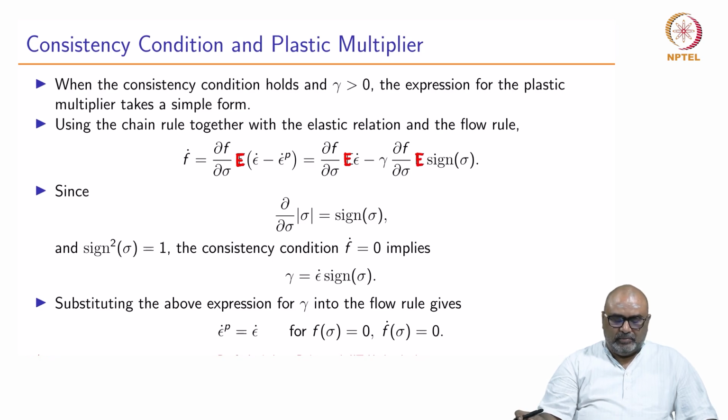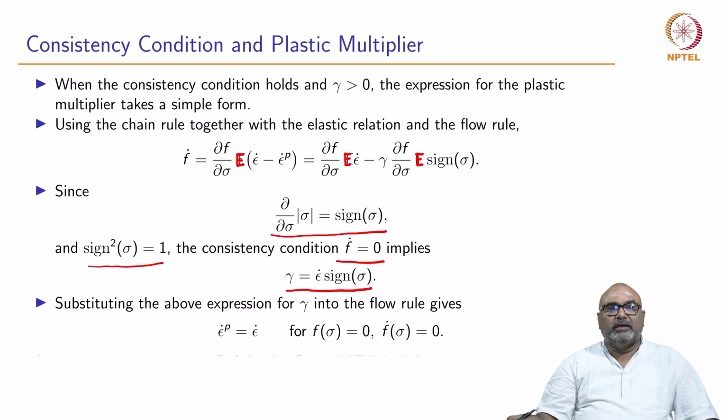Now, since ∂|σ|/∂σ is equal to either plus 1 or minus 1 depending upon whether σ is greater than 0 or less than 0, based on sign of σ, we write ∂|σ|/∂σ as sign of σ, and sign square of σ is equal to 1 using the sign function property. Using the consistency condition f dot is equal to 0, we can write γ is equal to ε dot sign of σ, where ε dot is equal to the strain rate or the slip rate.